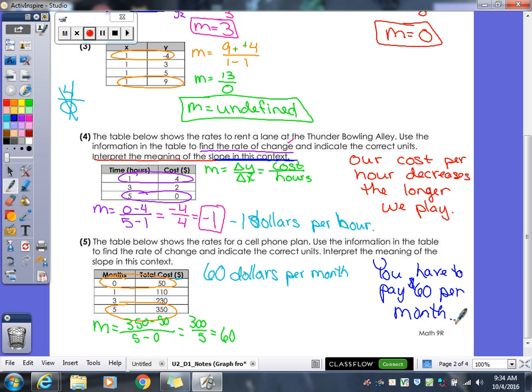So this rate of change would actually be a constant rate of change because you're always going to be paying $60 per month. It's not going to switch and be $75 one month, $40 the next month. It's a constant $60 per month.